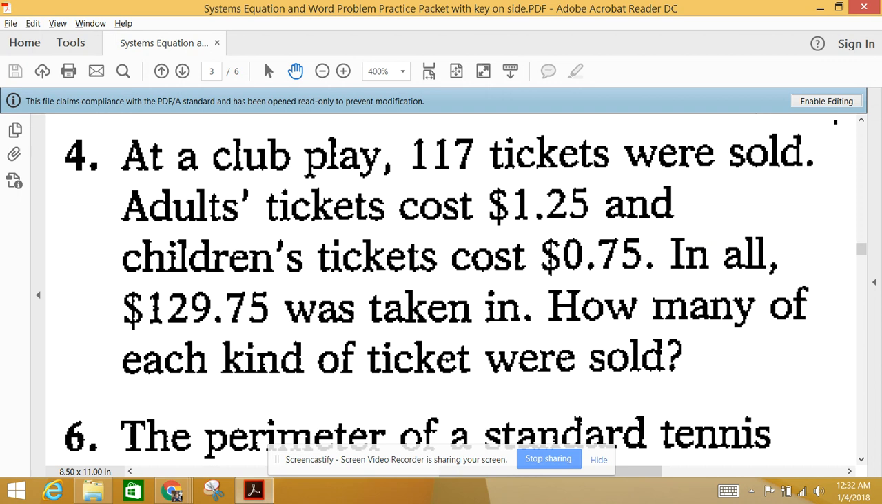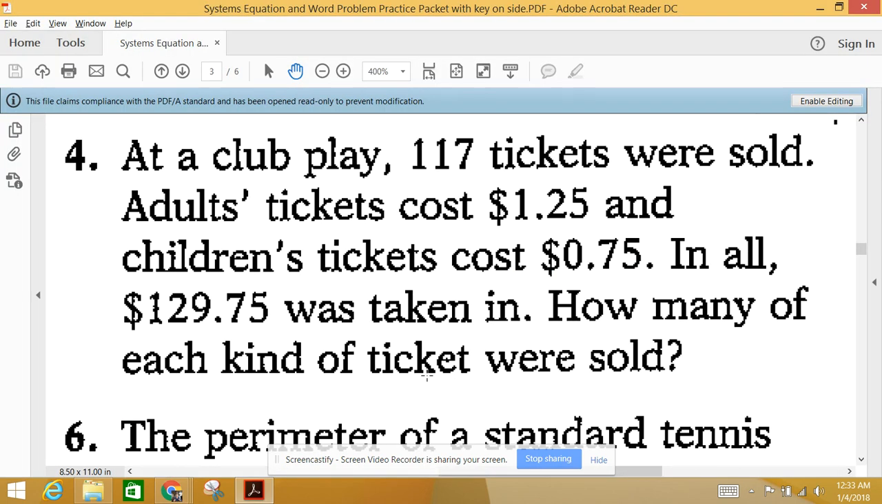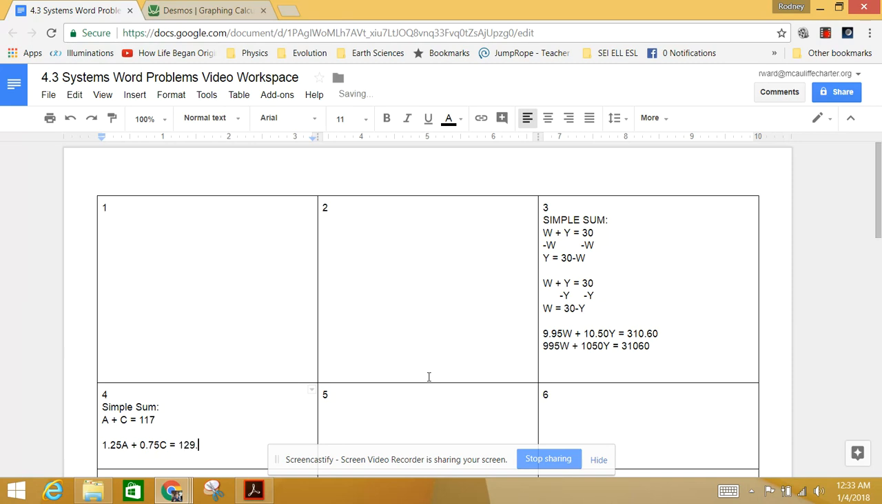And now we're going to get the money equation. So this is the rates equation because it's dealing with a ticket rate of 75 cents for children and $1.25 for adults. So here we go. We're going to have for adults 1.25A plus 0.75C equals our total amount that we sold, 129.75. And there's your setup, and you can work from there.